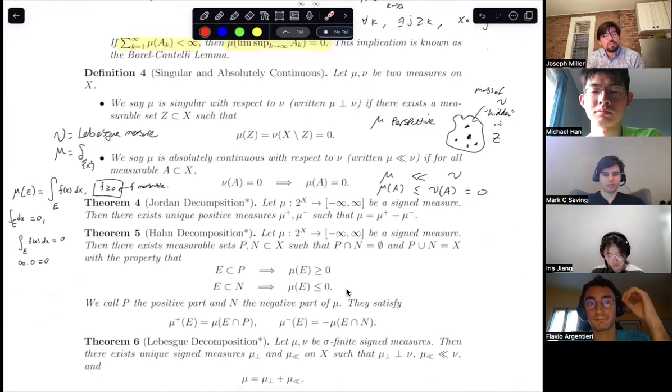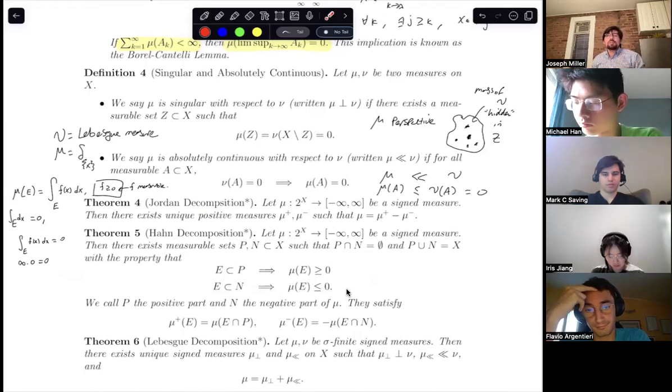There's a thing called the Jordan decomposition, which says there's a concept of a signed measure, things which take values from negative infinity to infinity, inclusive. As long as I can assign a notion of a signed measure, I can decompose it as the difference of two positive measures. So in proofs, you can often just work with positive measures.